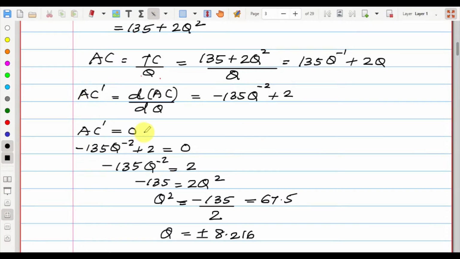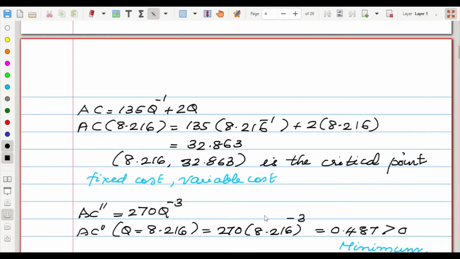AC dash equal to 0. So we will get 135 Q raised to minus 2 plus 2 equal to 0. So this is equal to minus 135 Q raised to minus 2 equal to 2. We can move this Q to the other side: minus 135 equal to 2Q square. So Q square equal to minus 135 divided by 2. Taking the square root, we will get 8.216.